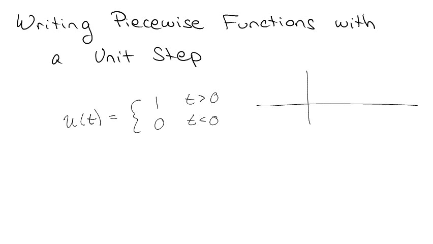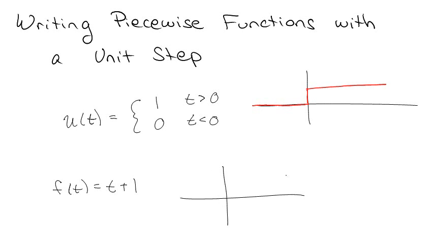So anyway, the unit step basically looks like this. It's 0 and then it's 1. And you're like, wow, why do I care? Okay, I care because of this. So set up a function, let's say f of t is equal to t plus 1.